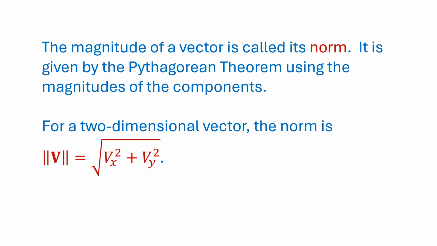The magnitude of a vector is called its norm. It's given by the Pythagorean theorem using the magnitudes of the components. For a two-dimensional vector, the norm is, and the symbol looks like a double absolute value bar, and for good reason, the horizontal component squared plus the vertical component squared. So it's just a Pythagorean theorem of the components squared.